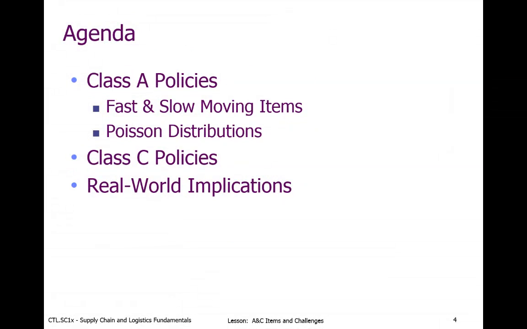So what are we going to do for the rest of the lesson? Well, we're going to focus in on A items, or for the A policies, look at fast and slow moving items there. We'll use a little bit of the Poisson distribution for demand. Then we'll focus in on Class C policies, those real slow movers, and then we'll finish up with some real world challenges and implications.